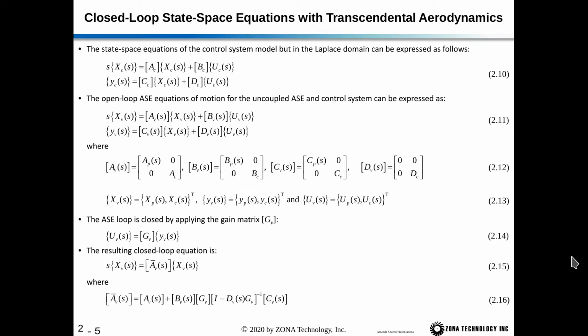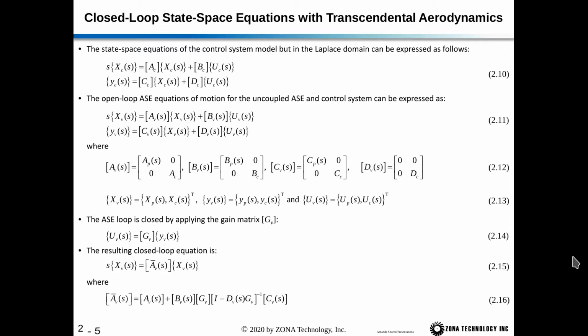So now AV is made up of AP and AC. And note here that AP, the A matrix from the plant, is a function of S, whereas our control system model, AC, A is a constant matrix. So our ABCD matrices are directly the same as they are for the state space equation from the previous section, but now we're just augmenting the closed loop model with these control matrices.